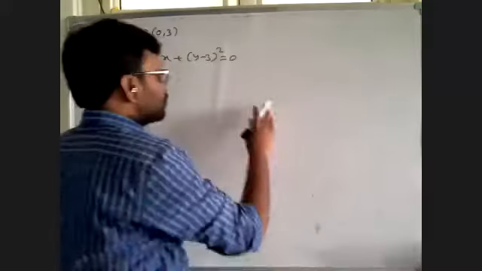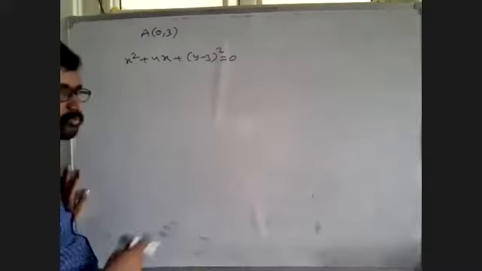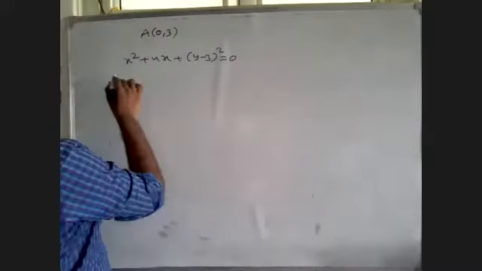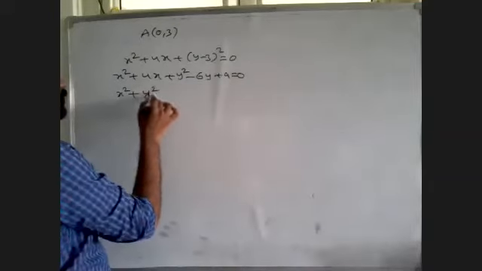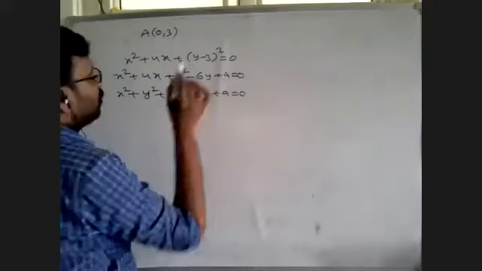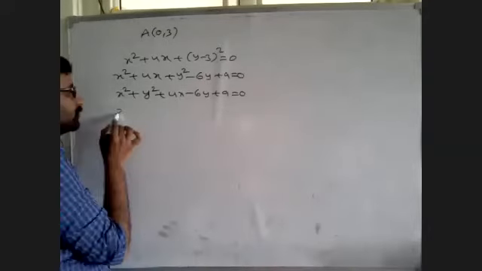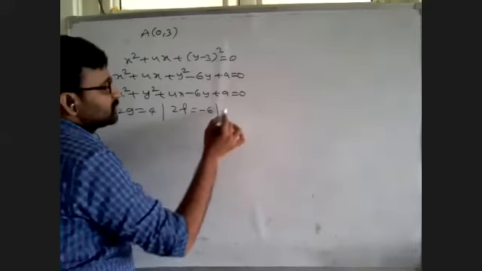Now we have to first draw the circle. Before that, I am writing this circle into general form and I will find the center. This is x square plus 4x, and y square minus 6y plus 9 is equal to 0. Then we can write x square plus y square plus 4x minus 6y plus 9 is equal to 0. Comparing with the general form x square plus y square plus 2gx, 2g is equal to 4, and 2fy, 2f is equal to minus 6, and c is equal to 9.